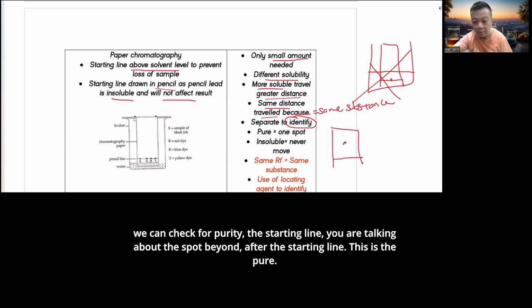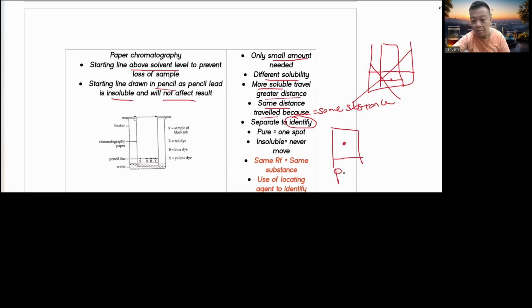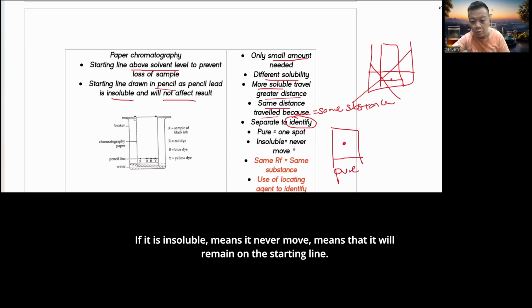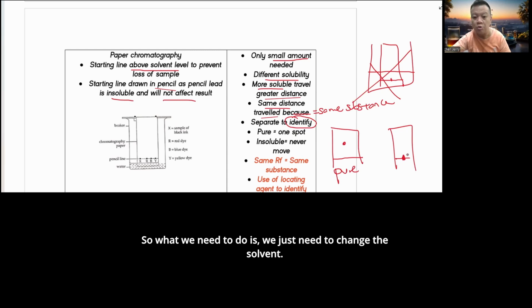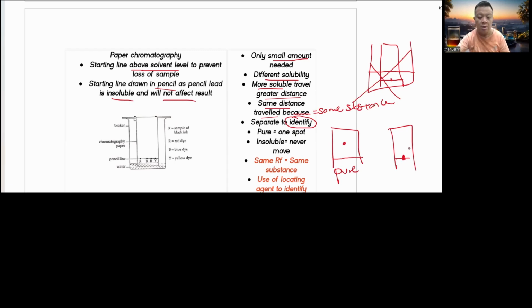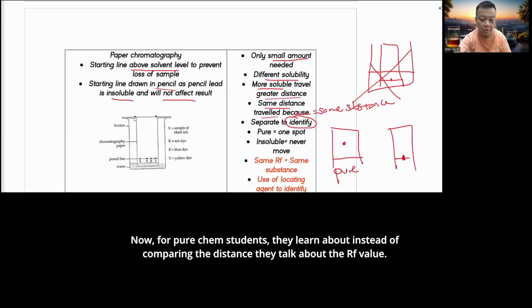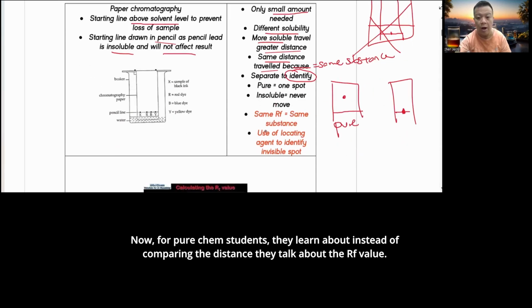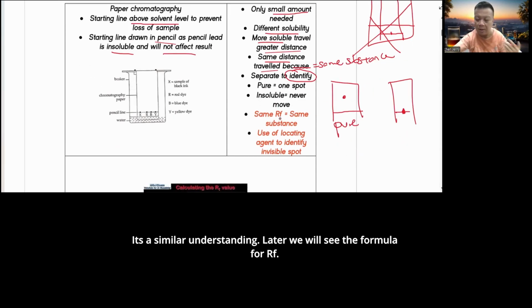The starting line, we were talking about the spot after the starting line. If this is pure, and if it's insoluble, it means it never moved, so it will still remain on the starting line. So what we need to do is just change the solvent. Now, pure chem students learn that instead of comparing the distance, they talk about the RF value. It's a similar understanding. Later, we'll see the formula for RF.